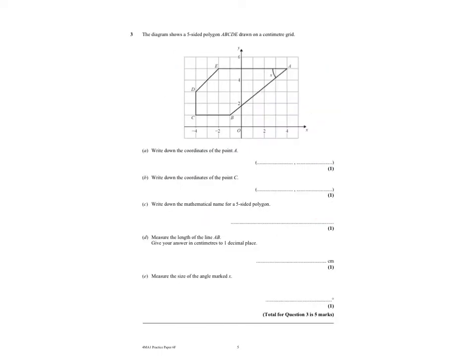Question 3. The diagram shows a 5-sided polygon, ABCDE, drawn on a centimetre grid. Write down the coordinates of the point A. So for the point A, we know we start with our x-axis, so we've gone across 4 and up 5. So our coordinate is 4, 5. We always do our x coordinate first and then our y coordinate.